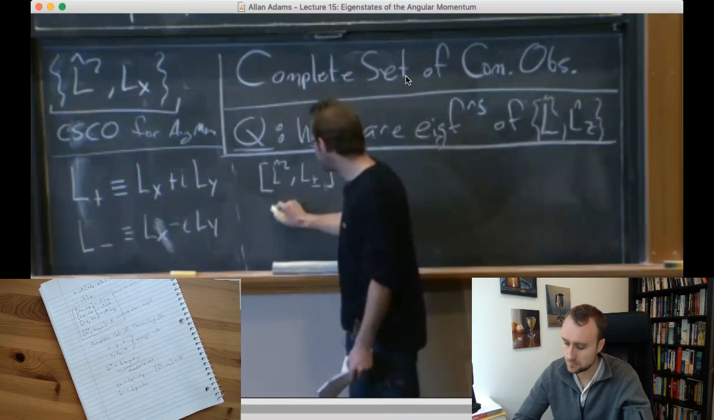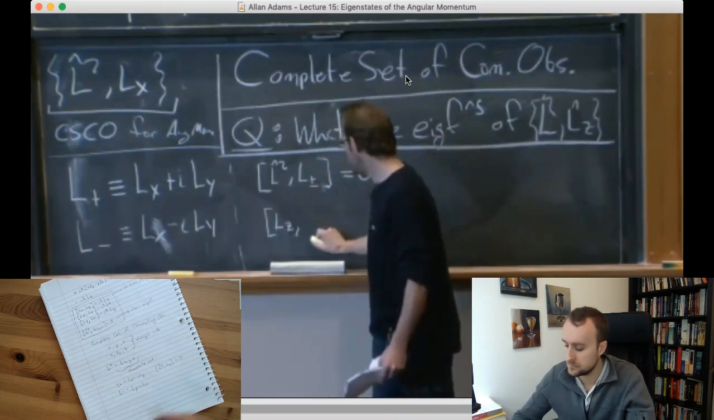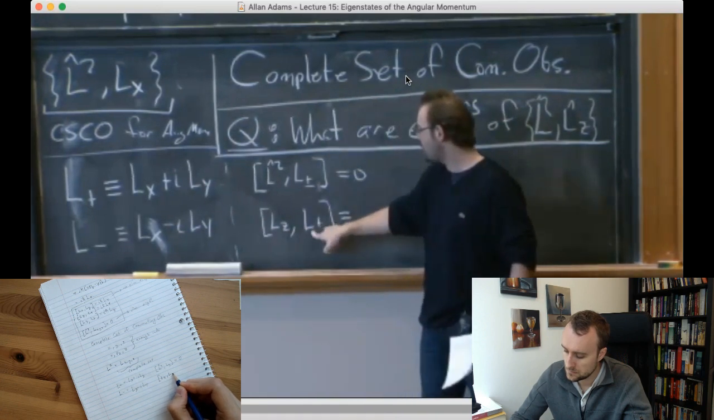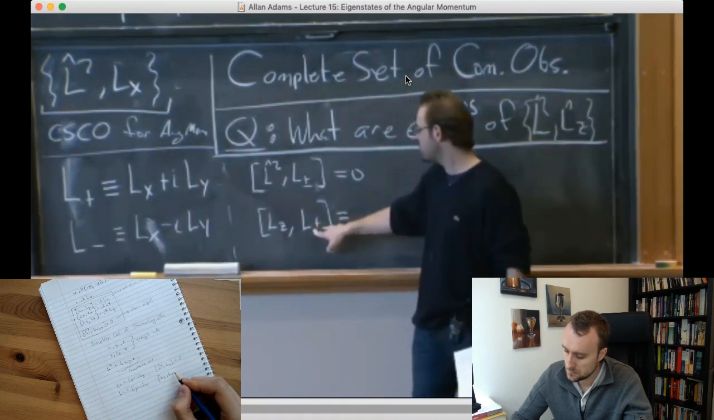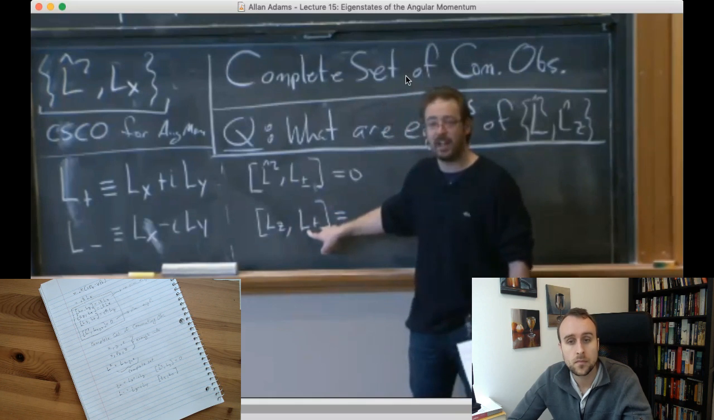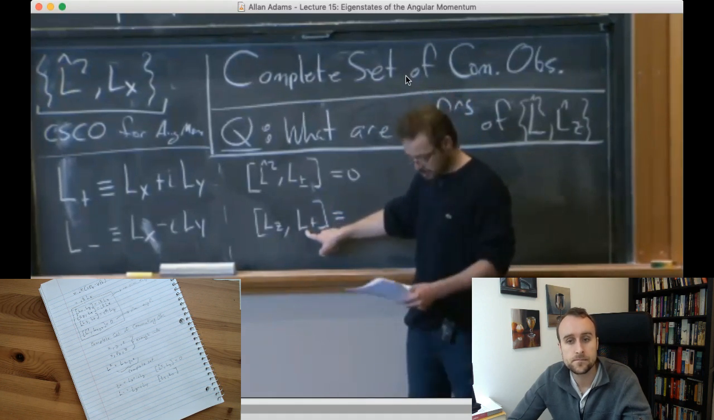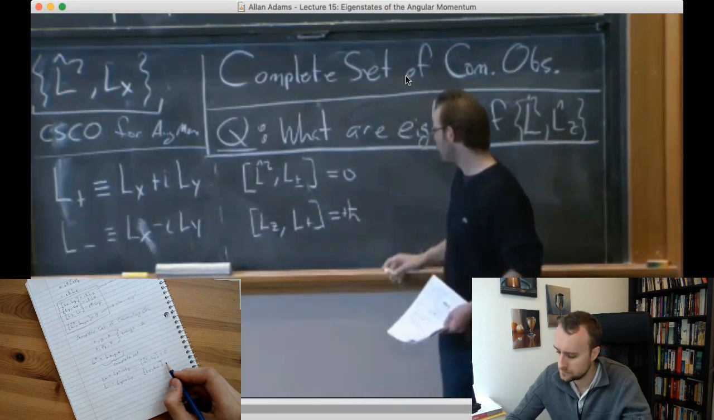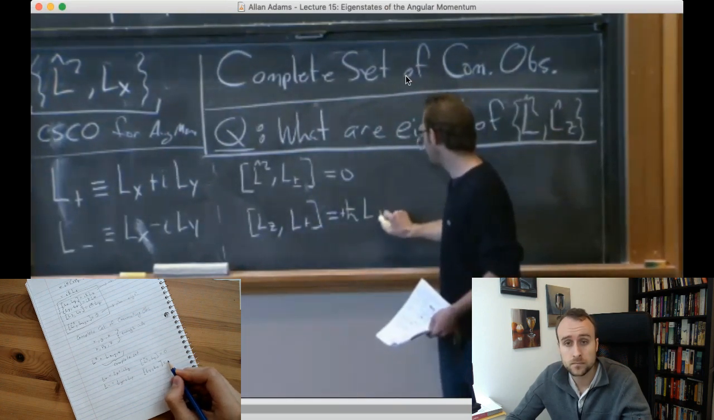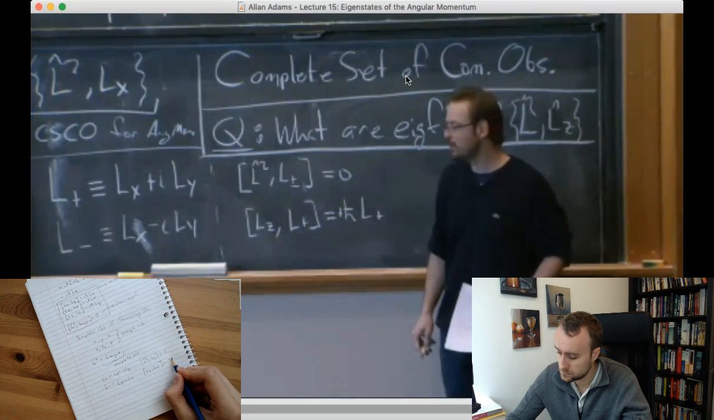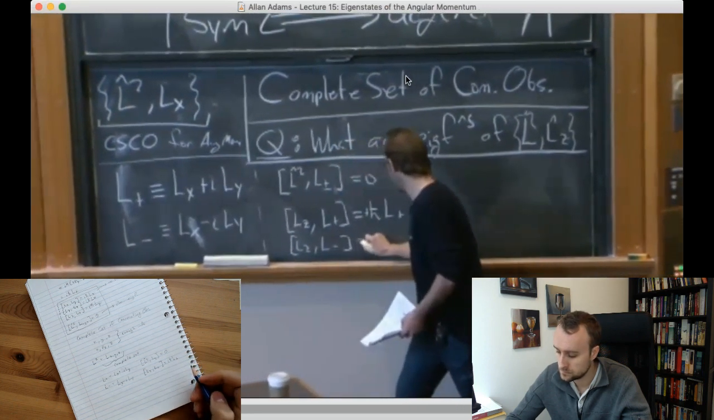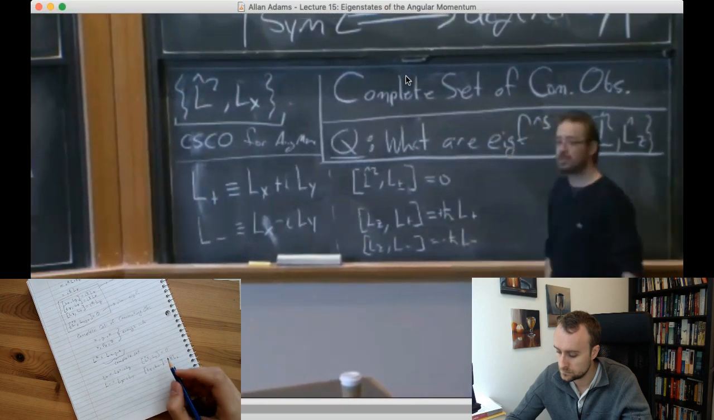But here's the real beauty of it. Lz with L plus is equal to, well, let's just do dimensional analysis. L plus is Lx plus i Ly. We know that Lz with Lx is something like Ly, and Lz with Ly is something like Lx, with factors of i's and h bars. When you work out the commutator, which should only take a second, you get h bar L plus. And similarly, when we construct Lz and L minus, we get minus h bar L minus.